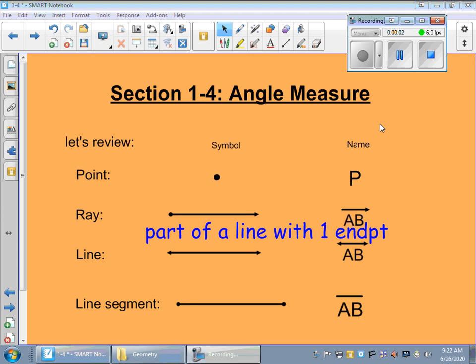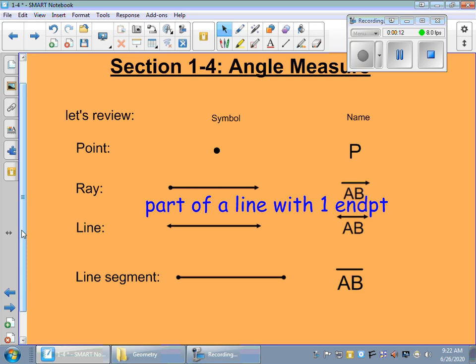All right, section 1.4 is angle measures. So again, got to review a couple of definitions and things that we started out with in the beginning of the year here. A point is represented with a dot and a capital P. A ray is part of a line with an endpoint. So we have an endpoint right here, and then the rest goes on forever. So we would call this ray AB.